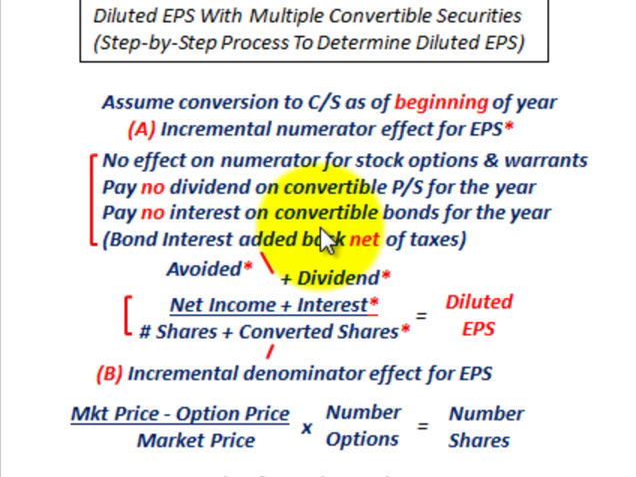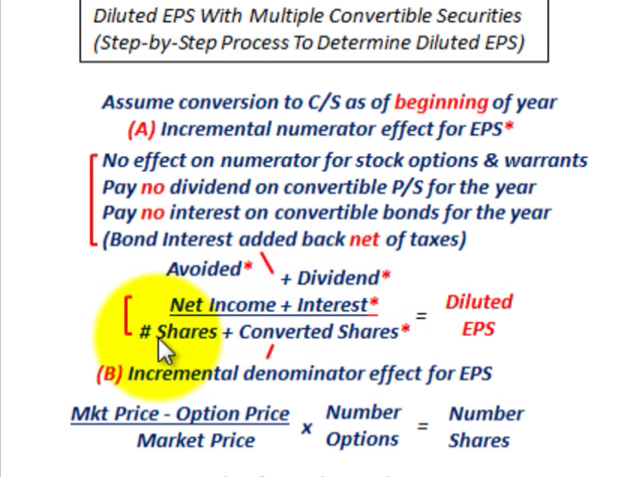And then the same for our convertible bonds. We would have had some interest expense that would have been subtracted from our net income, but since they were converted at the beginning of the year, we have to add that interest expense back. But when we're talking about bond interest expense, it's added back net of taxes, whereas with the preferred stock, the dividend didn't involve any taxes. There wasn't any tax deductibility on it, so we just add back that dividend.